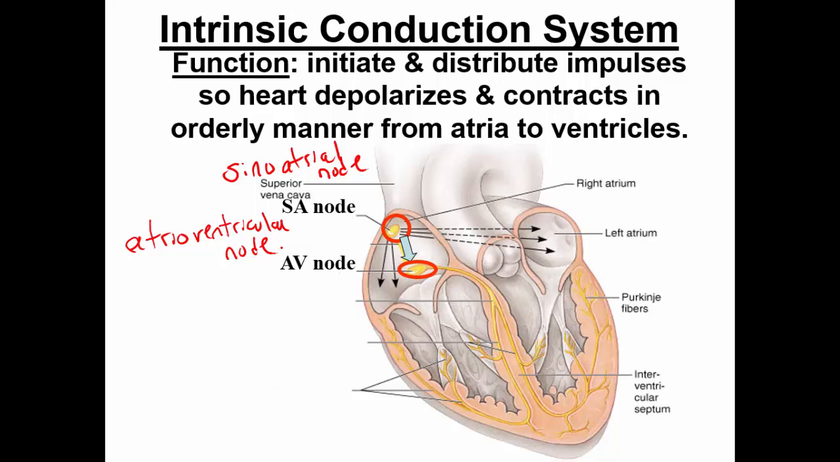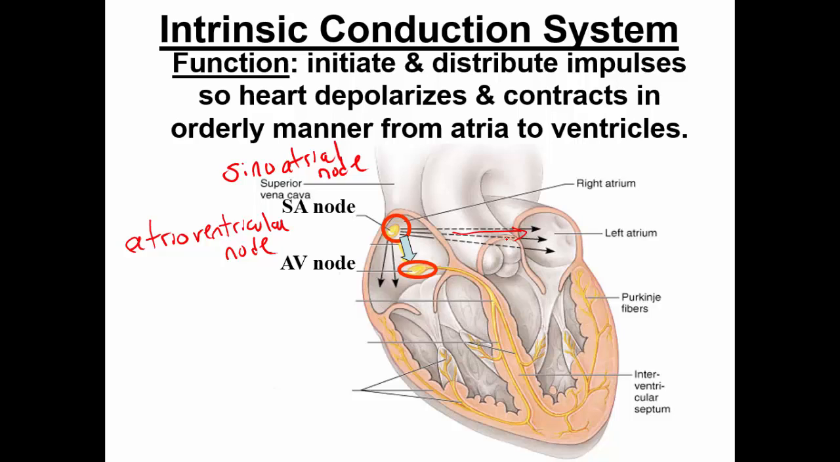Now you'll also notice that the SA node is going to pass on depolarization to the left atrium, and that's what these arrows are here. And this is ions basically being passed through gap junctions until the cells of the left atrium depolarize. And they pass so quickly that essentially the right and the left atria depolarize at the same rate from the top down.